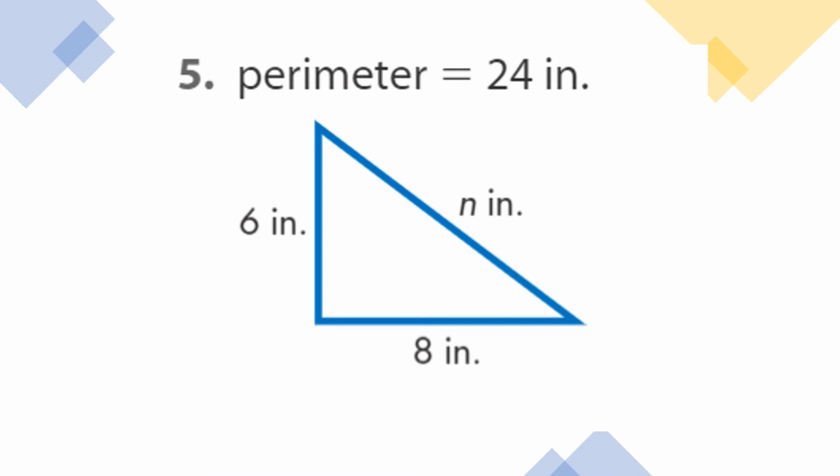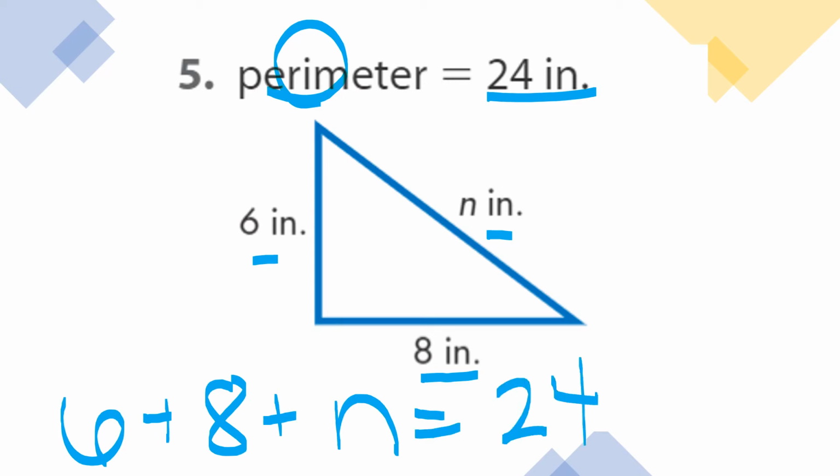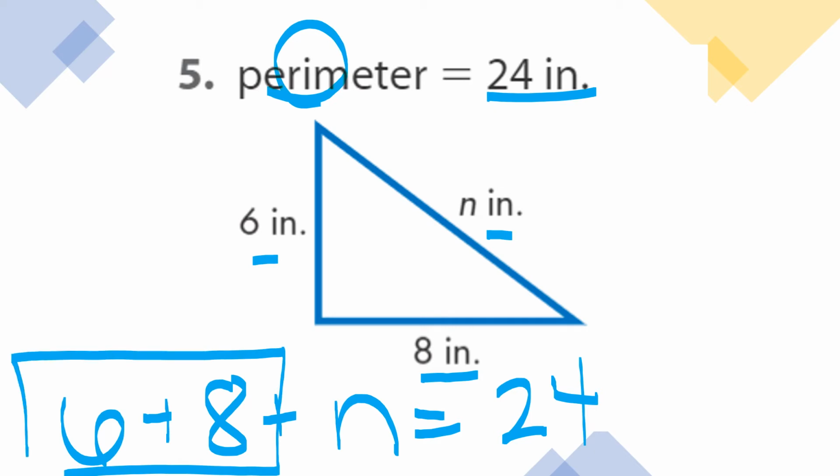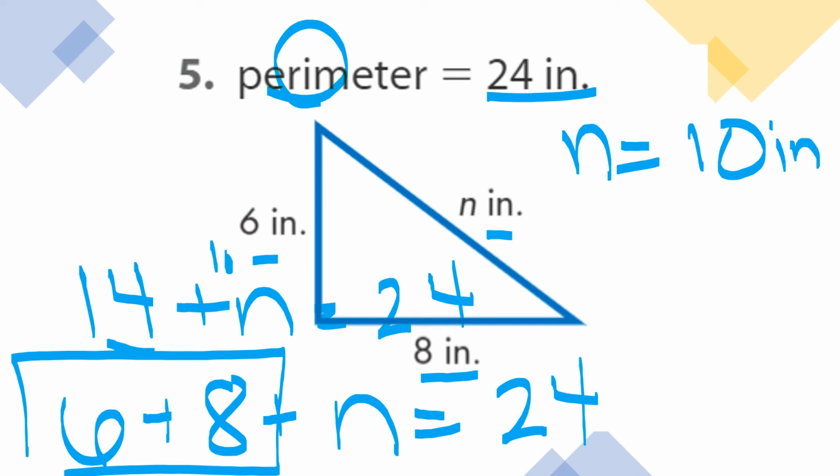Okay, my next problem has my perimeter here is going to be 24. So again, my perimeter, I'm adding up all the numbers around. So I have 6 plus 8 plus n is equal to 24. Again, I'm going to add the numbers that I can. So I have 14 plus n is equal to 24. And I know that n is now going to be equal to 10 inches because 14 plus 10 gives me 24.